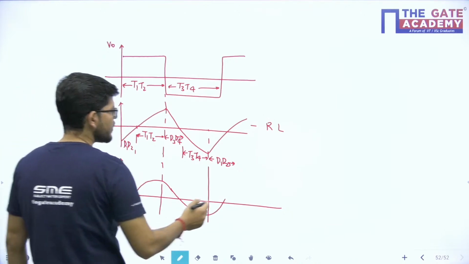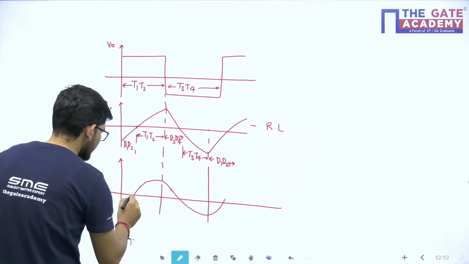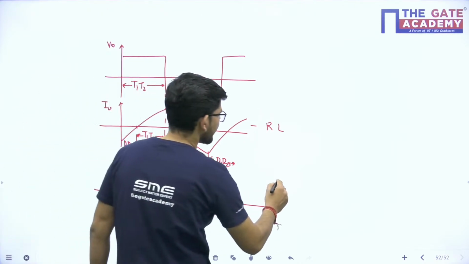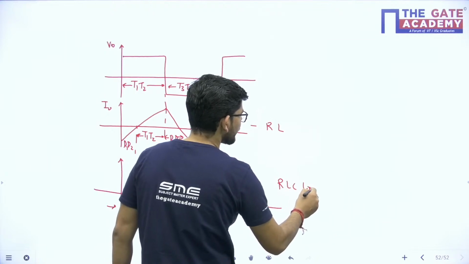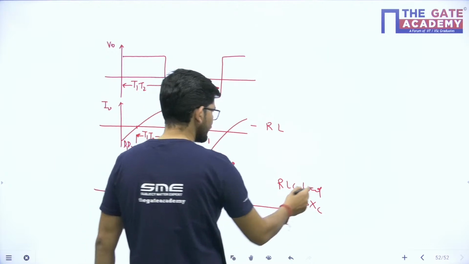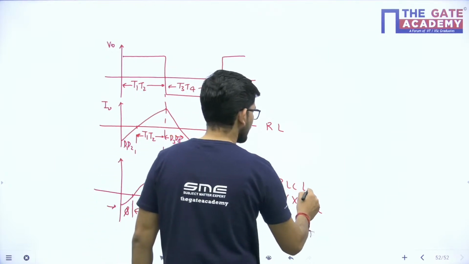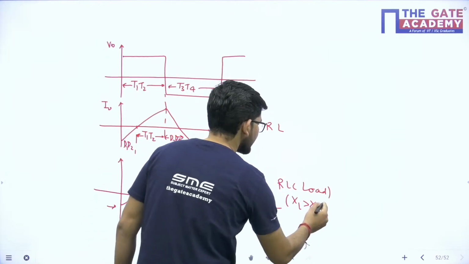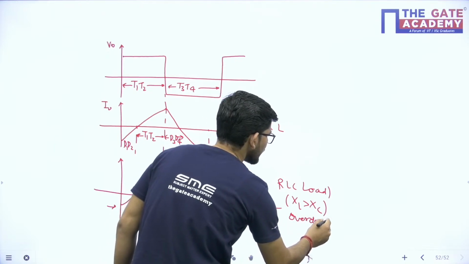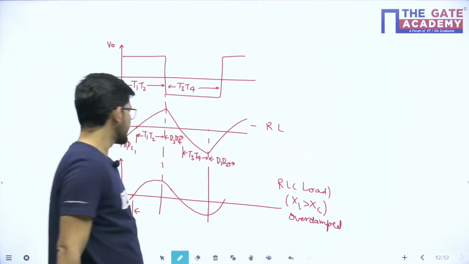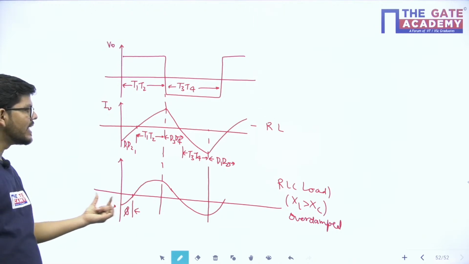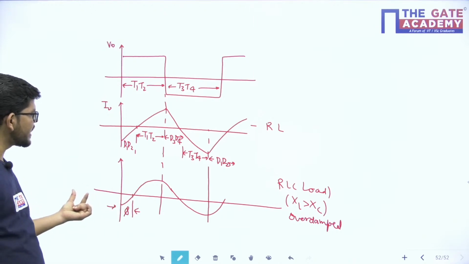So my waveform will be this waveform. This angle is known as the phi angle, and this waveform I am having for RLC load, where XL is greater than XC, or over damped case. Similarly, if I choose an under damped case, this current will be leading by an angle phi.